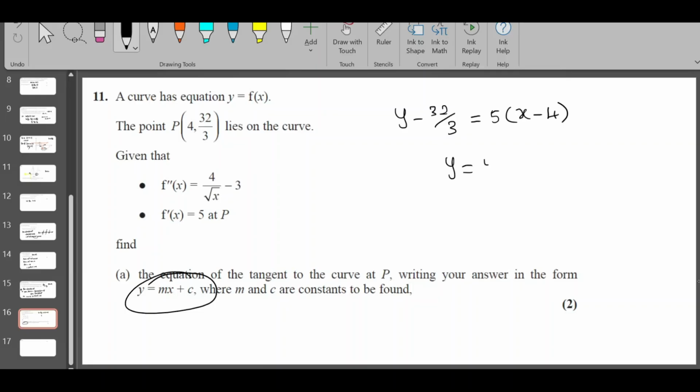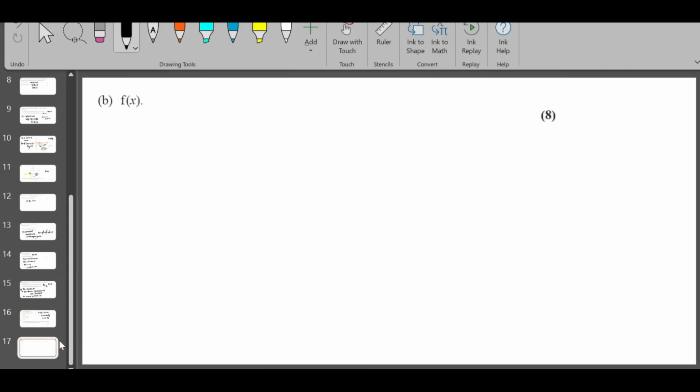So y is equal to 5x minus 20 plus 32 over 3. So 5x, minus 60 plus 32 is minus 28 over 3. That's all. Just a 2-mark question. Part B, it's an 8-mark question.